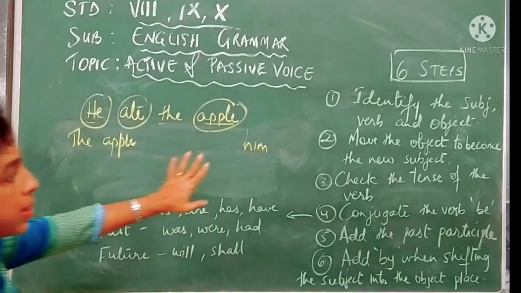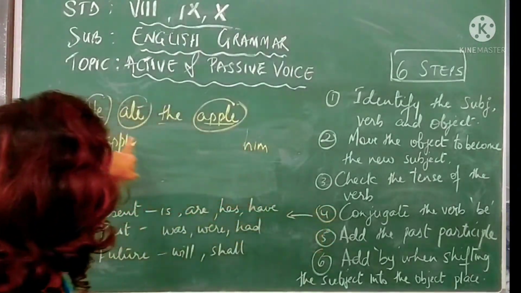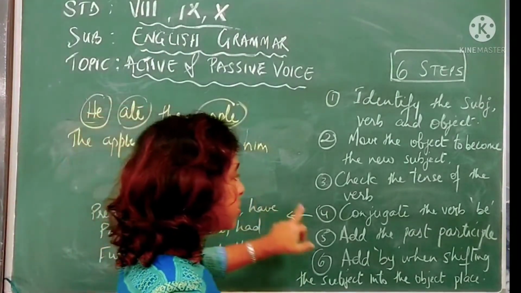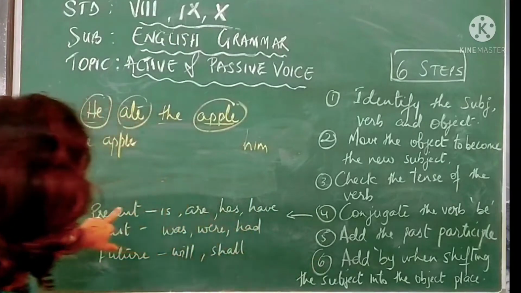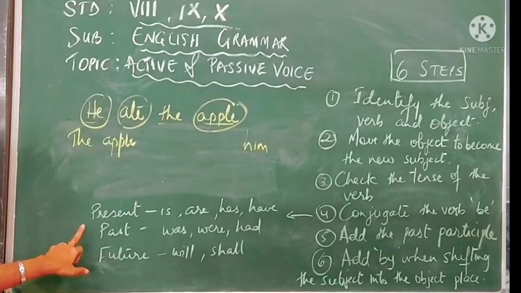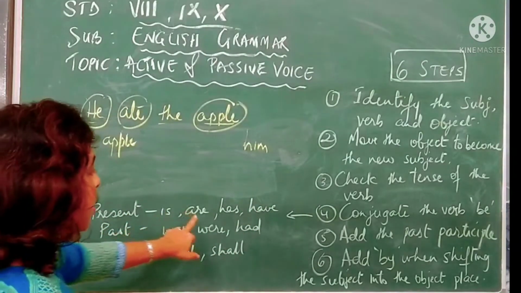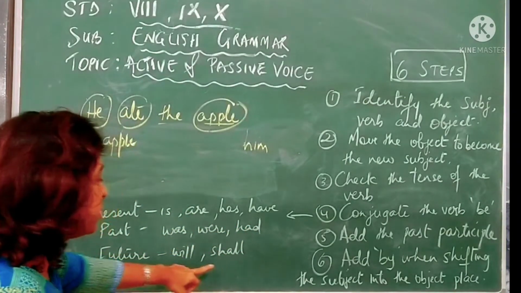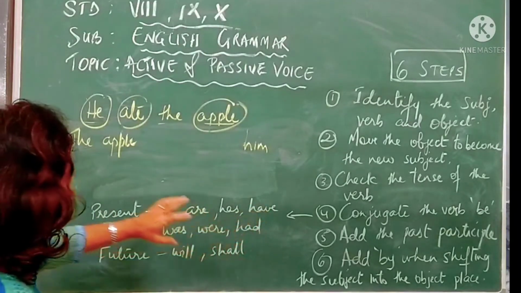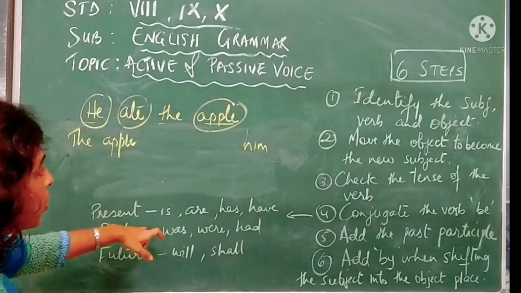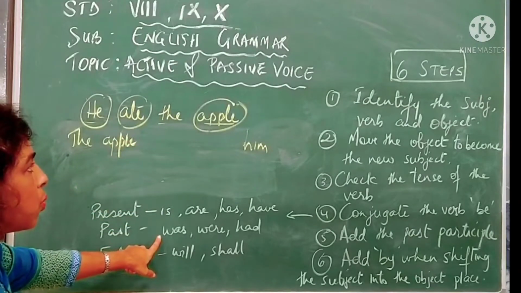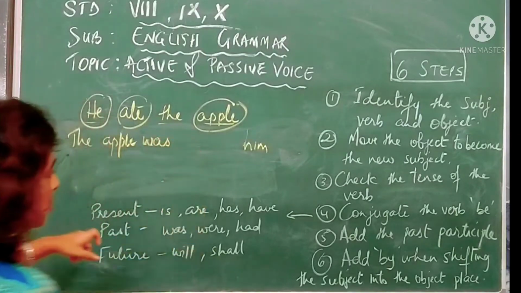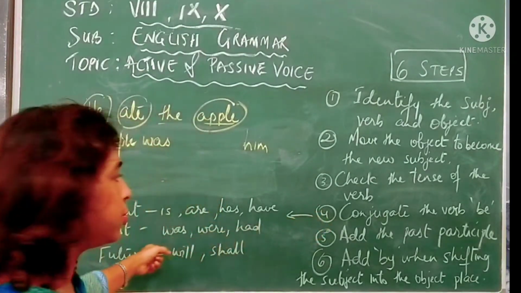Now in between, the third step, check the tense of the verb. What is the tense of the verb? Ate. It is in the past tense. Conjugate the verb be. Now how do you conjugate the verb be? This is your present tense, this is your past tense, this is your future. Present is, are, has, have. Past you are going to be using these verbs, and future you are going to be using these words. These are for be, to be. Now the apple, what will I use? Since it's in the past tense, I will use was. That's your conjugation of the verb to be.